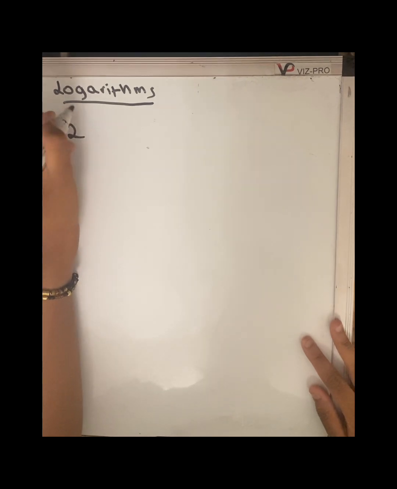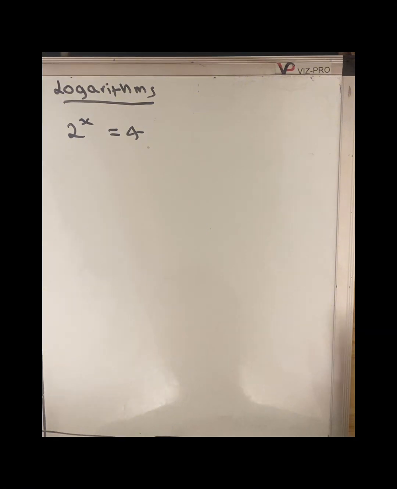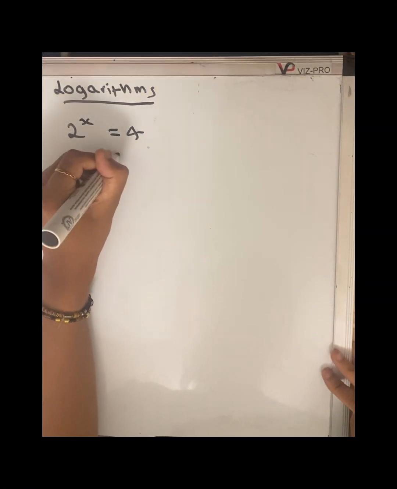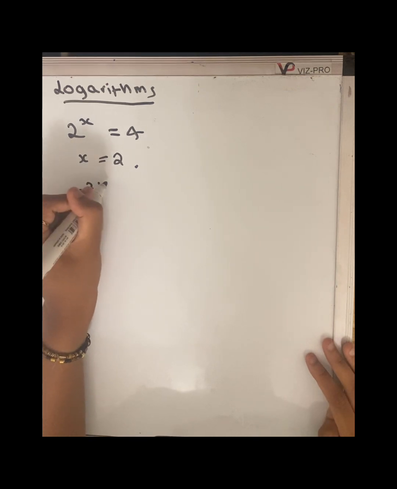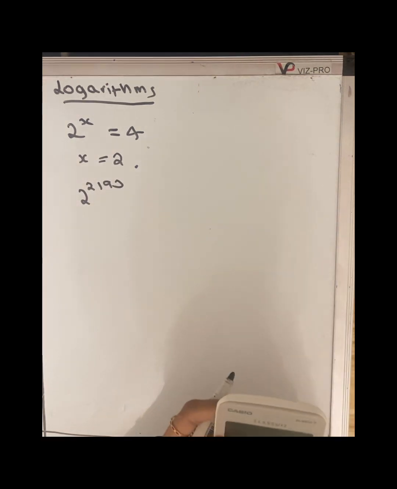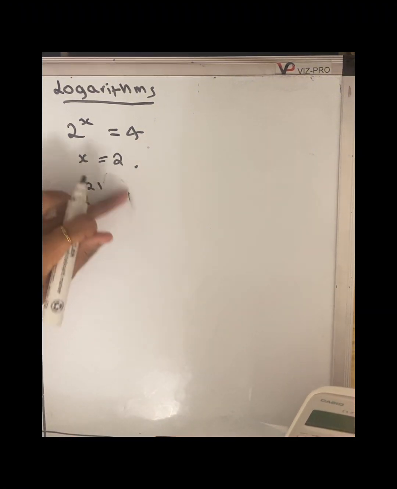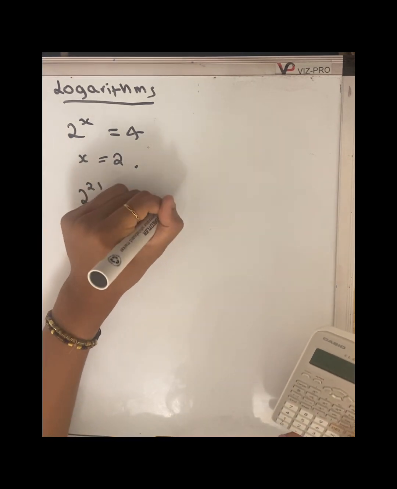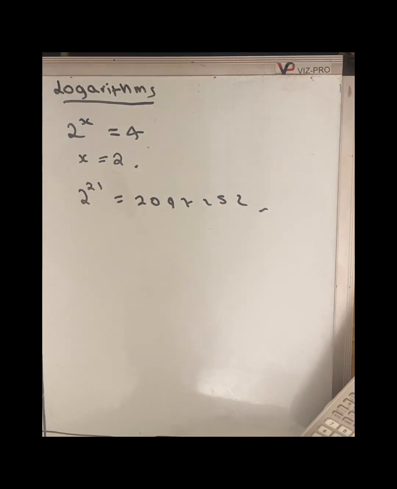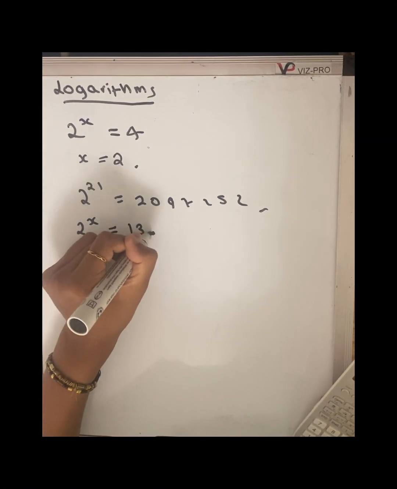So let me just set the scene here. If I were to say 2 to the power of x equals 4, we don't need a calculator for that. We can just say x equals 2. Even if we were using a calculator and I said 2 to the power of 200, I'm sure we'd get a math error. But if I said 2 to the power of 21, we get 2097152. But then what if I said 2 to the power of x equals 13.5?